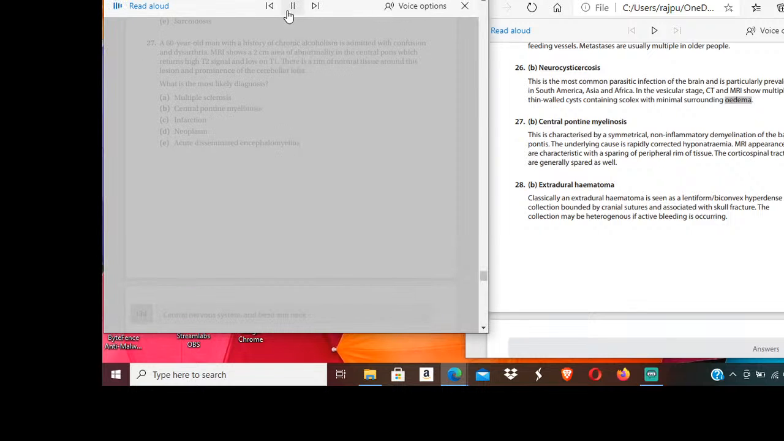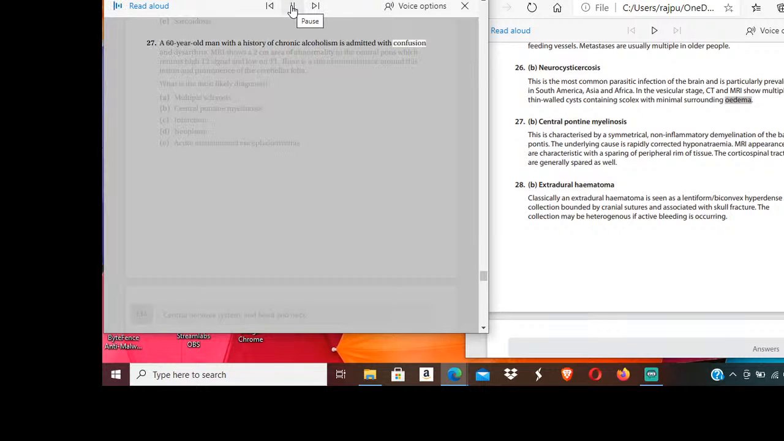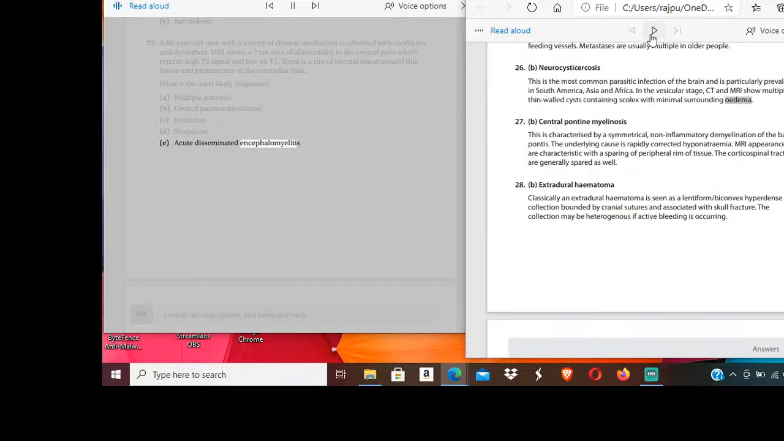E. Sarcoidosis. 27. A 60-year-old man with a history of chronic alcoholism is admitted with confusion and dysarthria. MRI shows a 2 cm area of abnormality in the central pons which returns high T2 signal and low on T1. There is a rim of normal tissue around this lesion and prominence of the cerebellar folia. What is the most likely diagnosis? A. Multiple sclerosis, B. Central Pontine Myelinolysis, C. Infarction, D. Neoplasm, E. Acute disseminated encephalomyelitis.